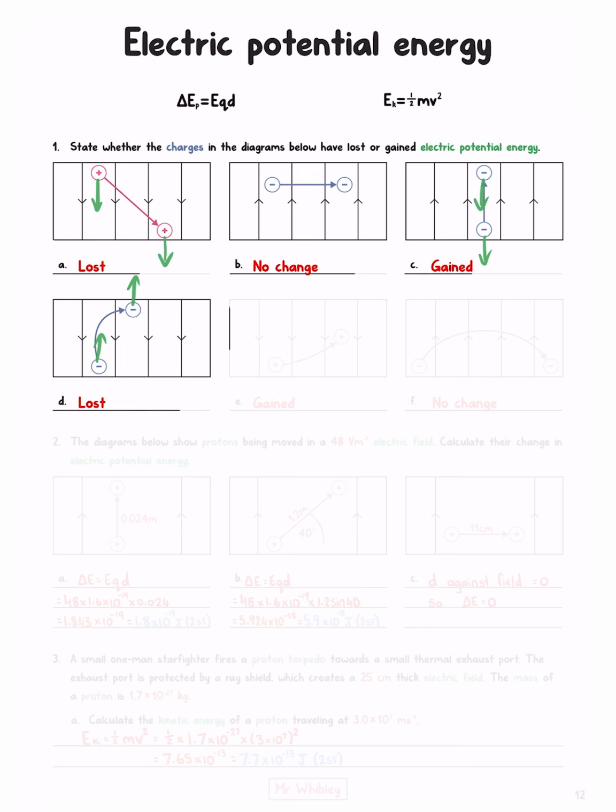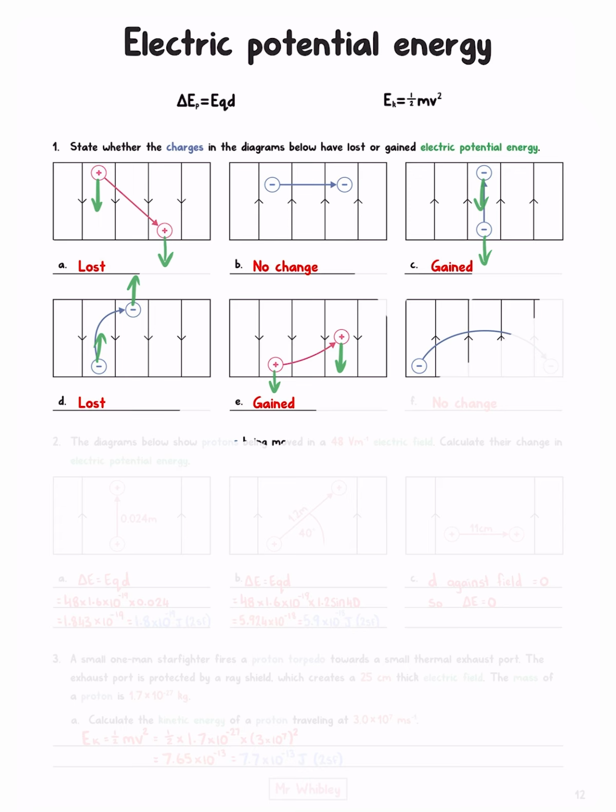In our next diagram, we have a positive charge, and it's moving against an electric field. Once again, positive charges experience forces in the directions of the field. Because we are moving against this force, we are storing electric potential energy, and we have therefore gained electric potential energy. In our last diagram, we have a negative charge, and it's moving against the electric field, and then it's moving with the electric field, such that it returns to the same level.